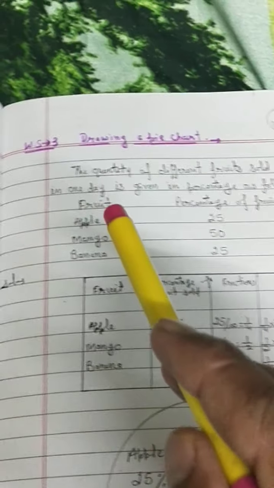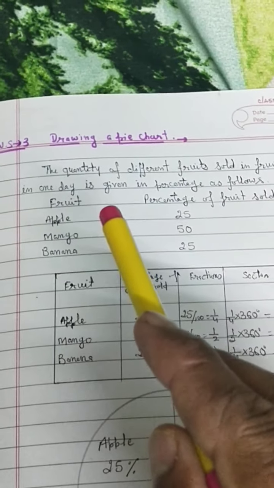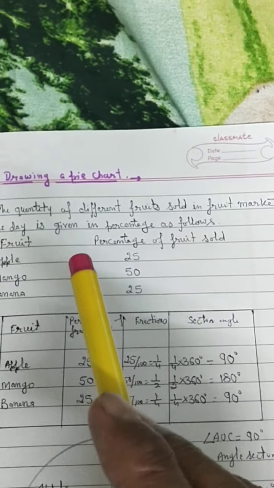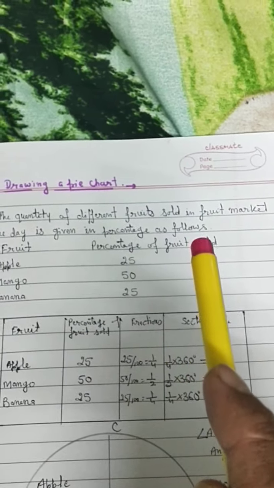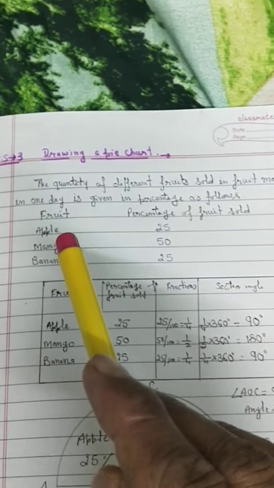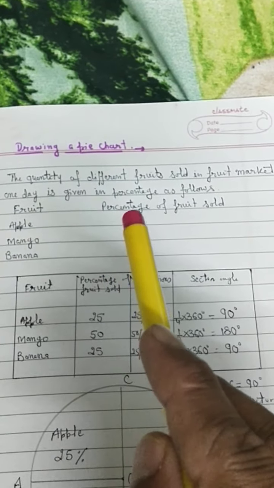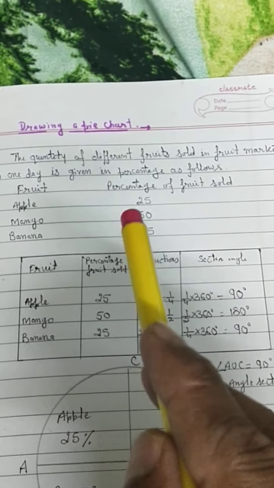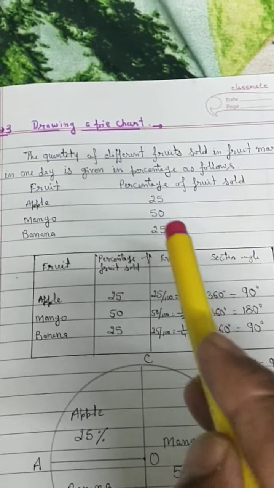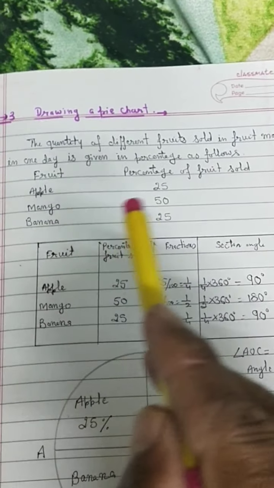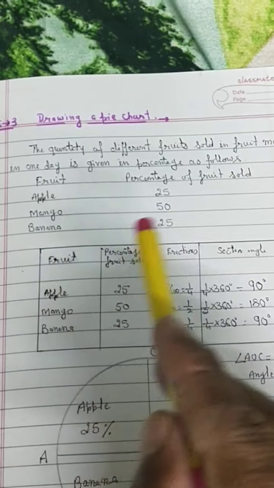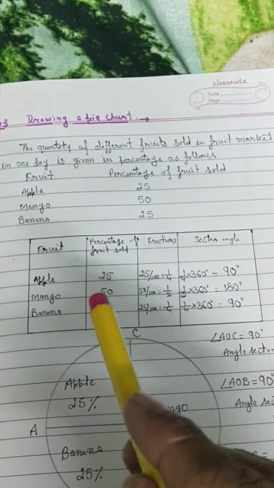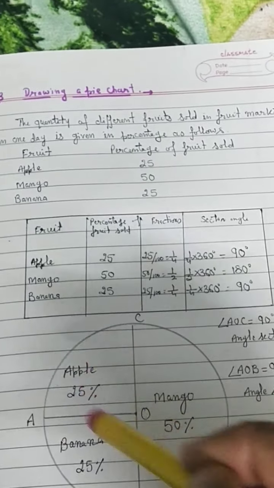Next, this is the example. The quantity of different fruits sold in a fruit market in one day is given in percentage as follows. Fruit: apple, mango, bananas. Percentage of fruit sold: 25%, 50% and 25%. Now how can we draw a pie chart?